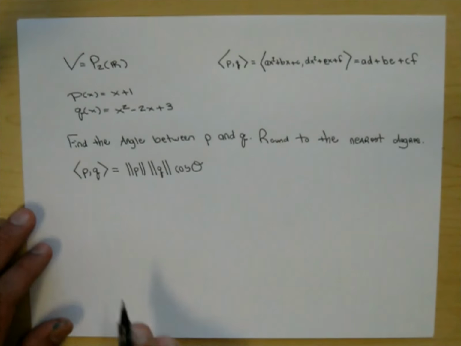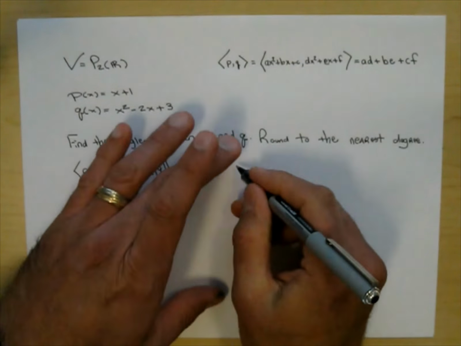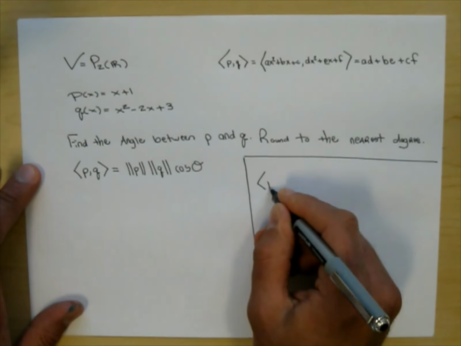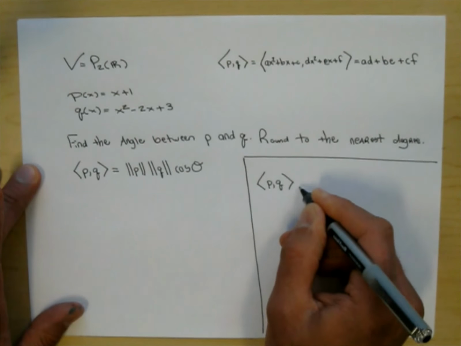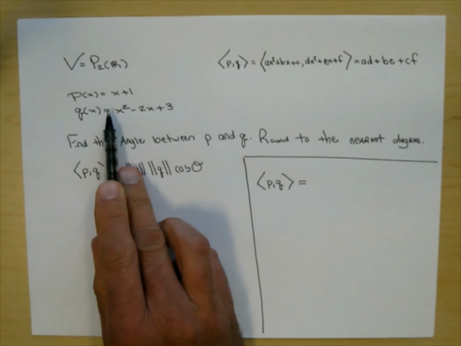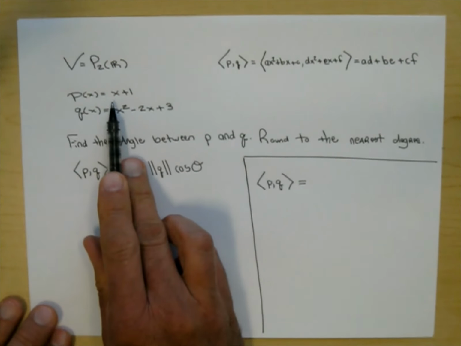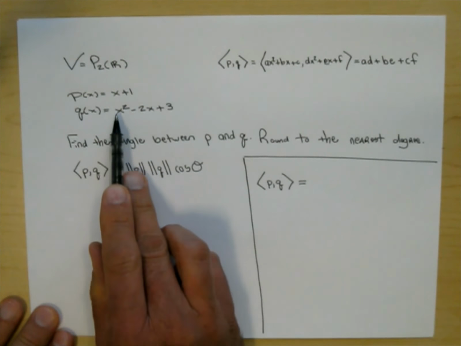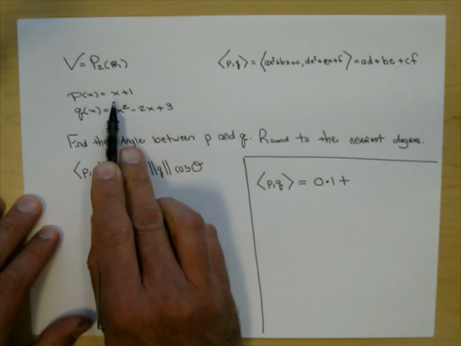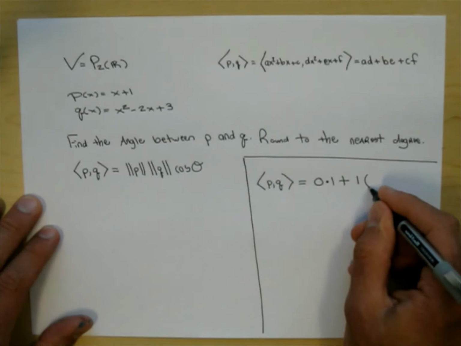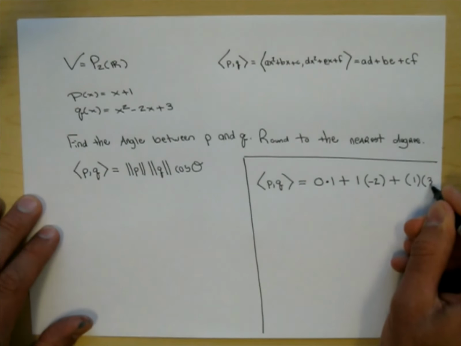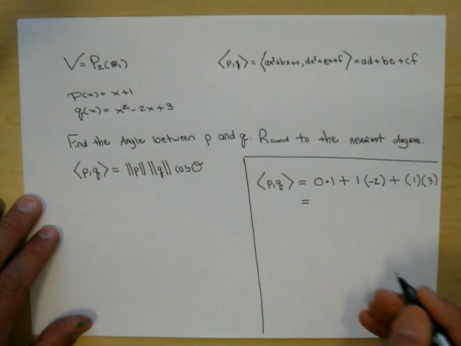So the inner product, we've got to find a few things, and we'll find them over here off to the side. So this is where I'll do some of the work over here. It's the inner product of P, Q. So I'm going to use this rule for the inner product. So I take the coefficient in front of the x squared on P, and the coefficient in front of the x squared there is 0. 0 times 1 plus 1 times -2 plus, and then we have 1 times 3. So you do all that calculation, you end up getting 1.